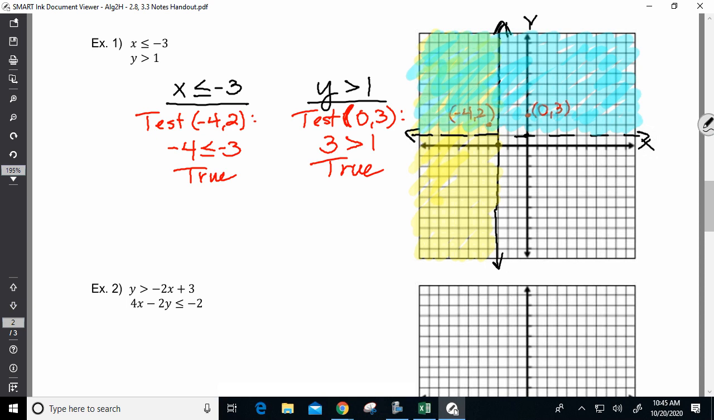Now we're looking for something that got shaded twice. You know, that rectangle right there. So that means all of our answers are in that rectangle. All the answers to this problem are in that rectangle. So I can pick any point in there and it will work for both inequalities. I can take any point I want out of there and it will work. That's it. Problem's over.